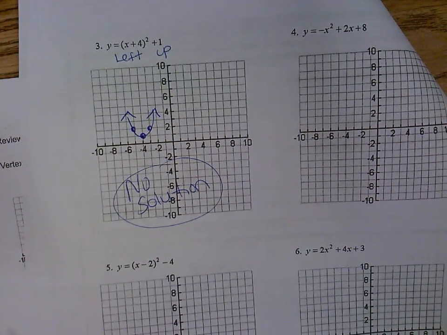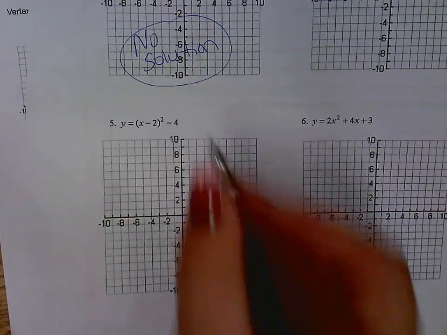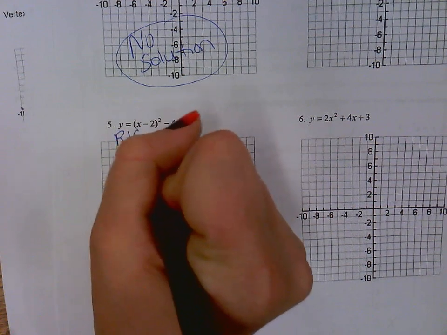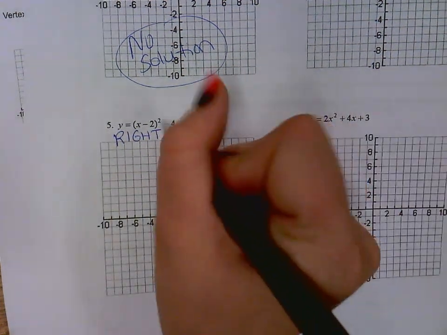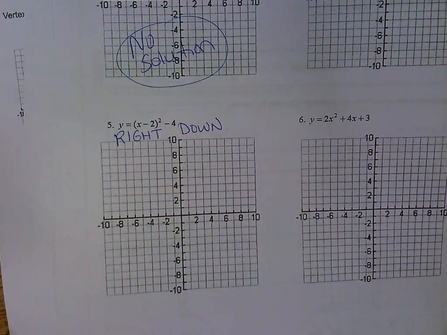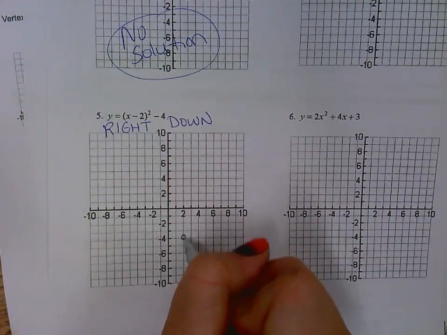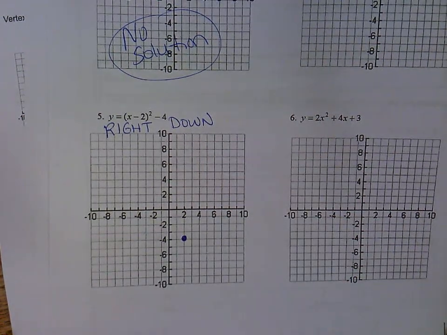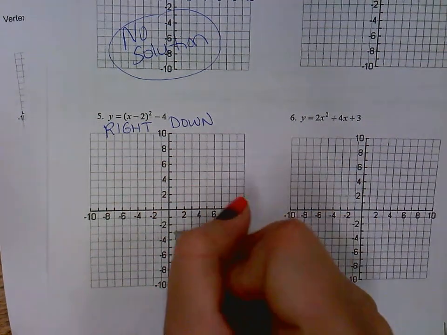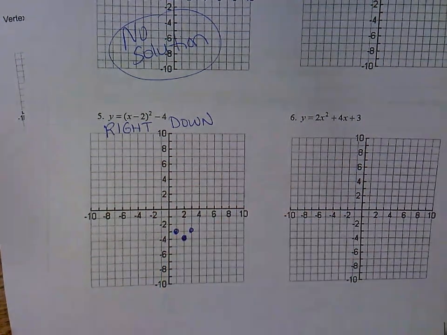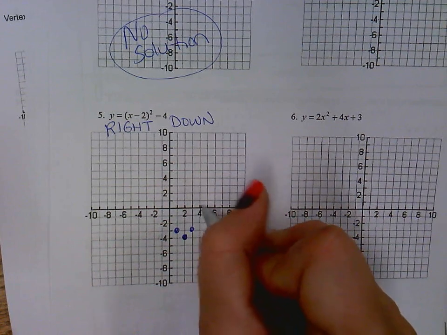Okay, what about the next problem, number 5? Where did that one start? -2 goes to the right, right, because it's opposite. -4 goes down 4. So to find my vertex, I go right 2 and down 4. So there's my vertex. Then I'm going to do the parent moves, 1, 1, 2, 4, 3, 9, until I find the x-axis. So if I do 1, 1, that does not get me to the x-axis. But if I do 2, 4, I hit the x-axis, right?